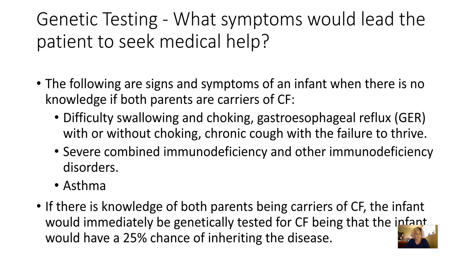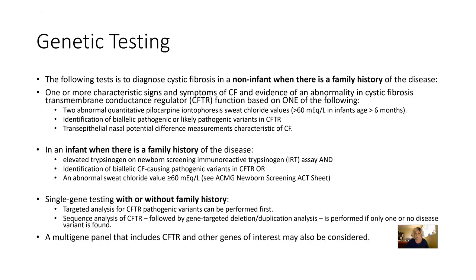Severe combined immunodeficiency and other immunodeficiency disorders. Individuals with immunodeficiency may present with recurrent respiratory infections and chronic diarrhea in infancy. These individuals are also prone to non-respiratory infections like ear infections and skin infections that are not specifically associated with CF. Asthma. CF and asthma both present with chronic cough and persistent wheeze following respiratory viral infections, allergen exposure, or exertion. If there is knowledge of both parents being carriers of CF, the infant would immediately be genetically tested for CF, being that the infant would have a 25% chance of inheriting the disease.